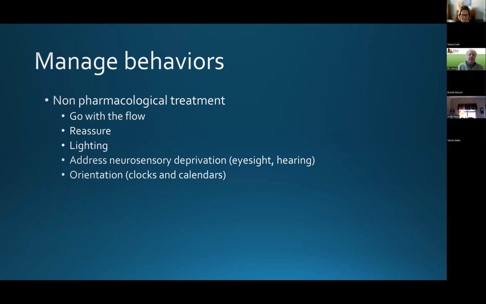In terms of management of behaviors, you always want to think non-pharmacologically first, especially while you're making the diagnosis. You don't want to jump right to medications. So the axiom of go with the flow is important.